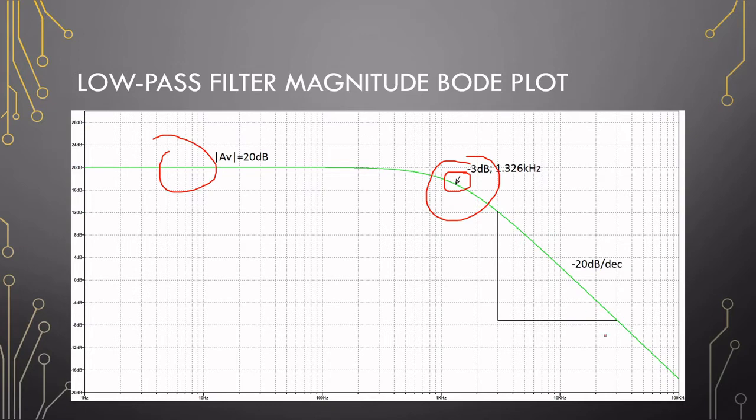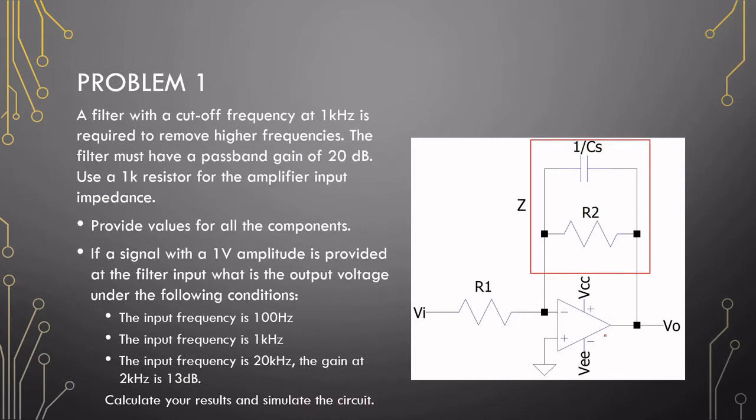Okay, so problem 1. A filter with a cutoff frequency at 1 kHz is required to remove higher frequencies. So I don't tell you this is a low pass filter, you need to know that removing higher frequencies is a low pass effect. Okay, the filter must have a passband gain of 20 decibels. Use a 1 kilo ohm resistor for the input impedance, and that is the design.